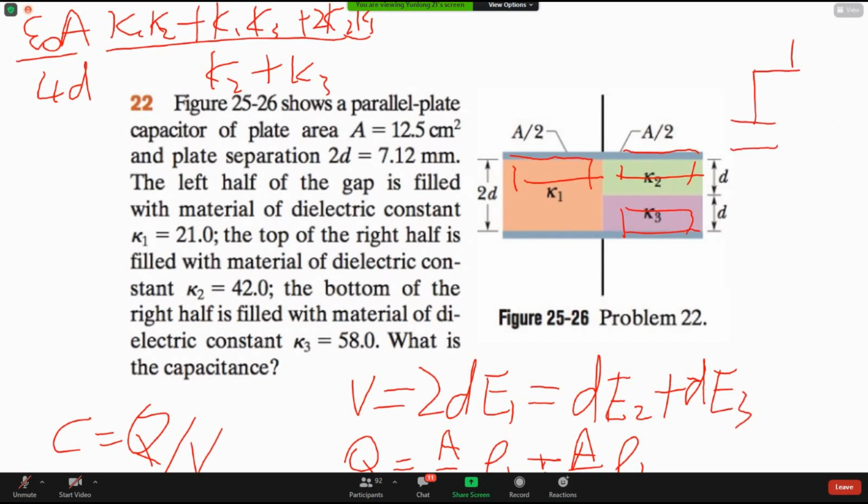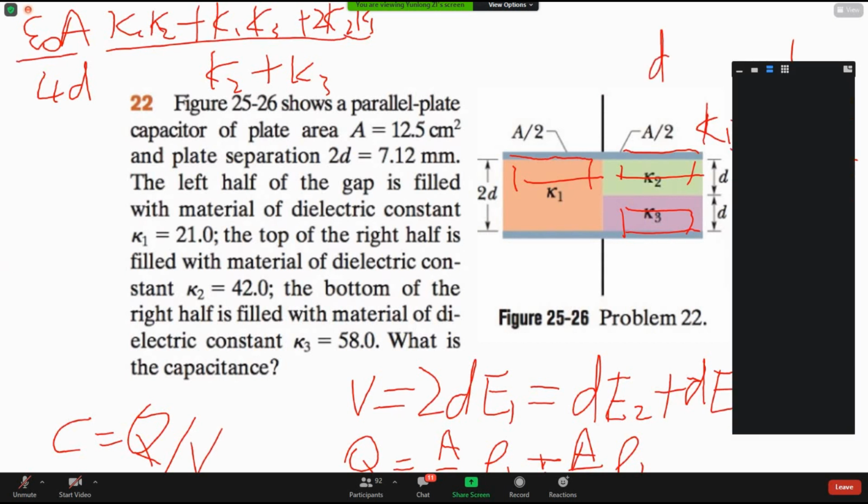The left capacitor is half of the area, and the dielectric is kappa 1. And then on the right side there are 2 capacitors. One is kappa 2, one is kappa 3. Kappa 1 is with the 2D, but half the area.